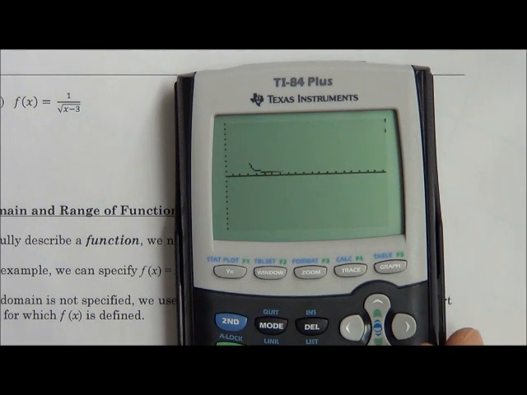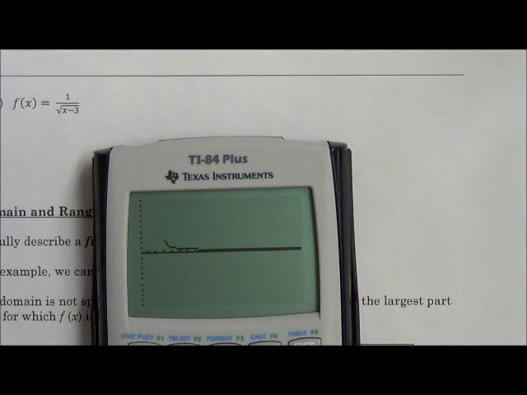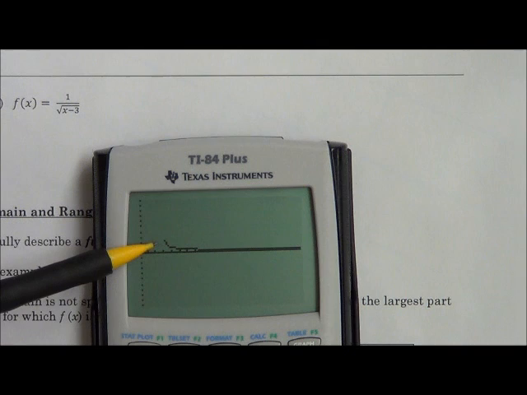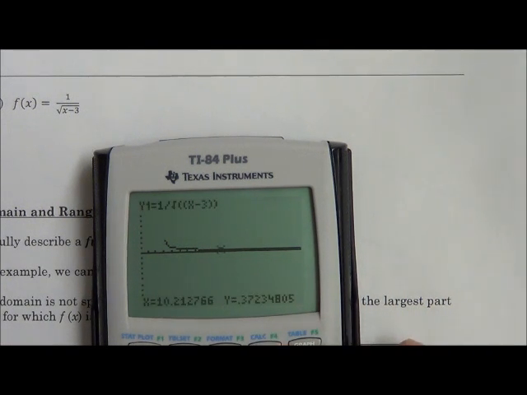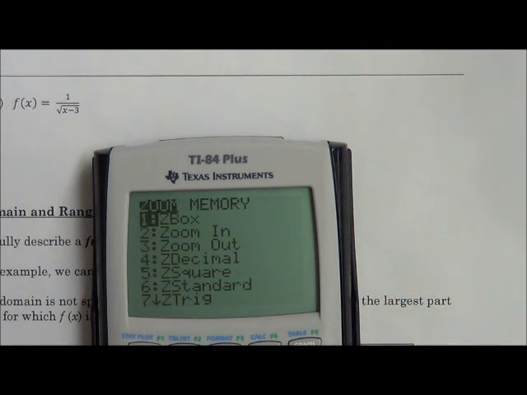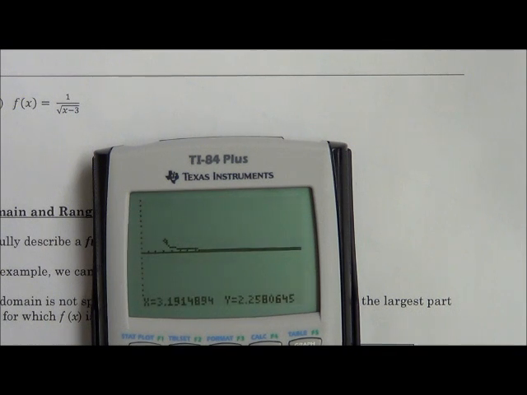I'll graph that this time, and we see that's interesting. It just kind of starts in the middle of nowhere here. Let's trace. Let's go back here and see what's happening. So it looks like where it starts on the x, the horizontal axis, is around 3. Now I'm going to zoom in a bit too. Zoom in, zoom 2, and enter.